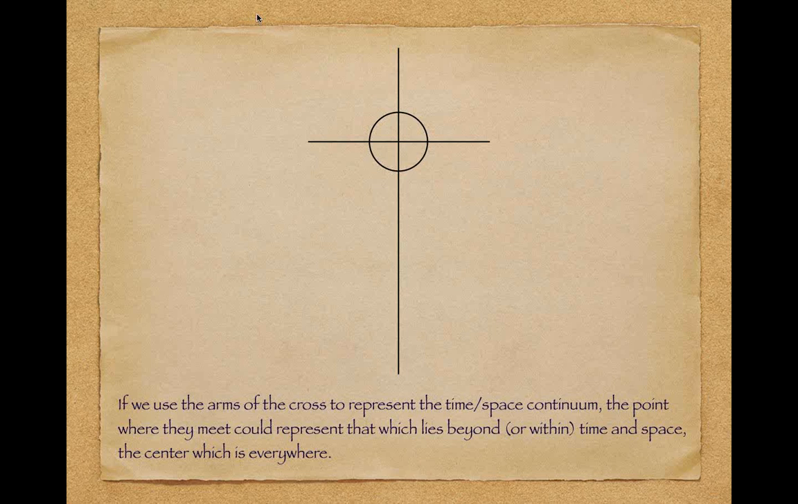Okay, let's move on here. If we use the arms of the cross to represent the time-space continuum, the point where they meet could represent that which lies beyond or within time and space, the center which is everywhere, and the circumference nowhere, that kind of an idea.